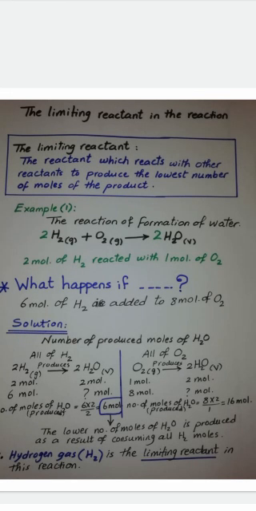But what happens if the amount of one of the reactants increases more than required? The result will be that this excess amount remains without being consumed in the reaction. The other reactant, which is totally consumed during the chemical reaction and results in producing the lesser amount of the product, is known as the limiting reactant, or the determining factor.